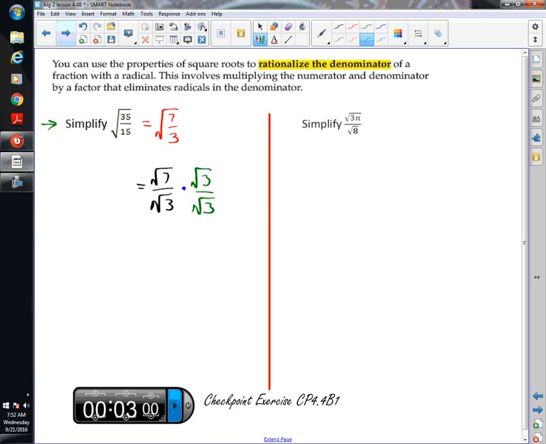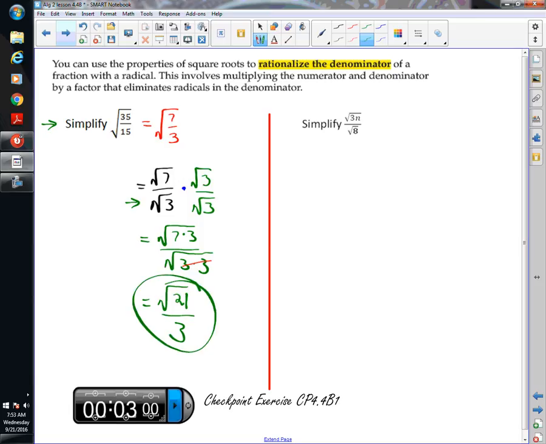Okay, and the reason I'm doing that is because my denominator here is the square root of 3. Now, watch what happens when I do this. That's going to give me the square root of 7 times 3 over the square root of 3 times 3. From yesterday's lesson, we know that in the denominator here, I can cancel out 2 and bring out 1. So what I will have on top is the square root of 21 over 3. That is called rationalizing the denominator because we've taken the radical out of the denominator and moved everything up to the top. Let's take a look at my second example here.